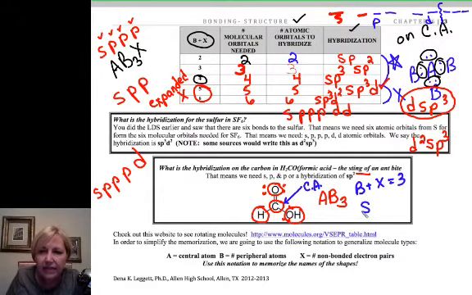So I need an S and a P and a P. So this is considered sp2 hybridized. We're going to be doing some work on this in class. I have an activity for that.